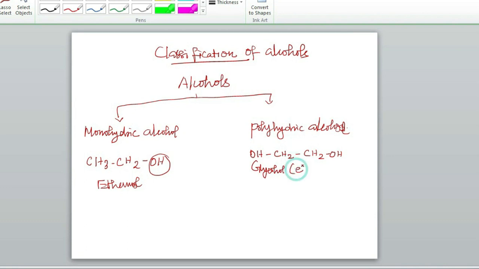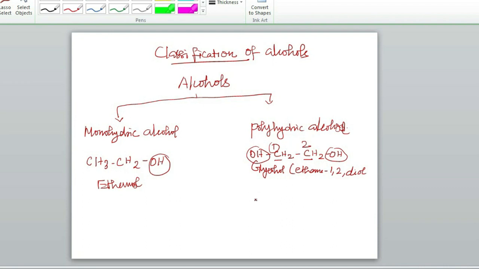And the IUPAC name is ethane-1,2-diol. Ethane means two carbons. So it is named 1,2: the first position has one OH group and the second position has another OH group. That's called ethane-1,2-diol.